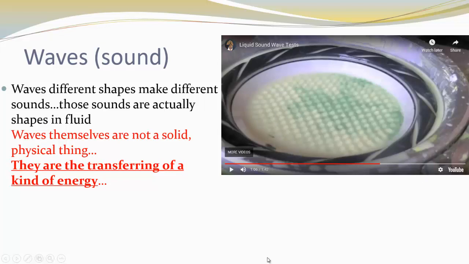So anyways, waves themselves are not a solid physical thing. Waves make physical things move. They're the transferring of energy, and the energy moves the physical thing. When we're talking about waves in water, it's a little bit different because in physics, a wave isn't a thing itself, really. And in marine science, waves are the motion of the water. So people will look at the water and go, oh, look, a wave. What they're really telling you is, oh, look, the water is moving a certain way. So we just have to be careful about how we use that term in marine science.